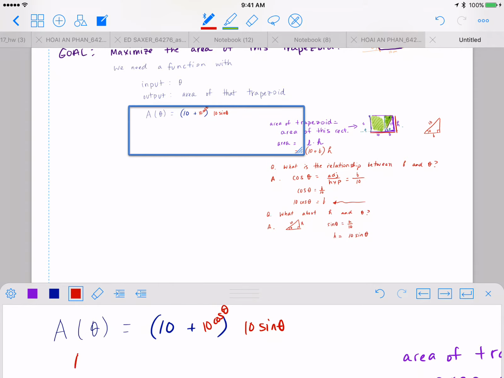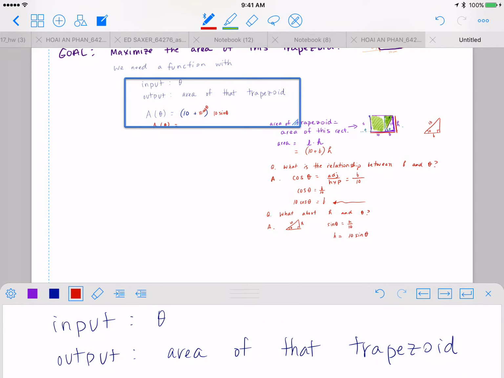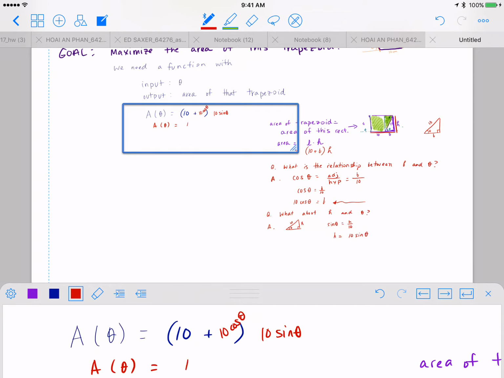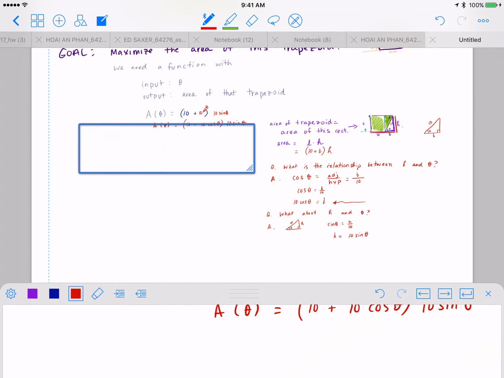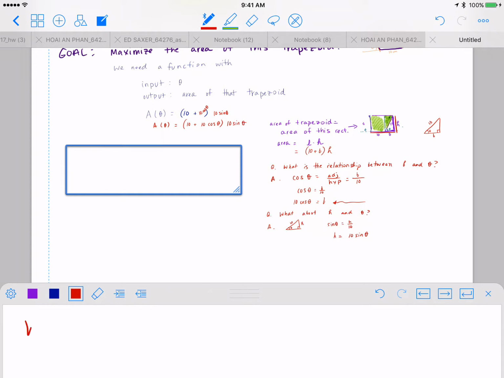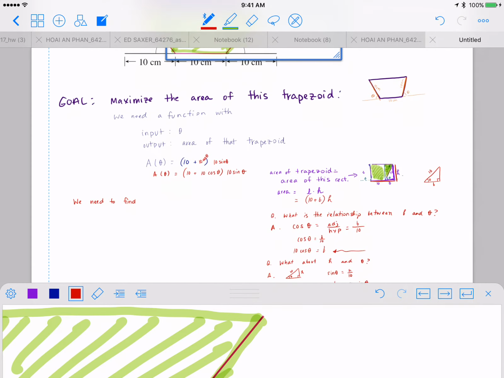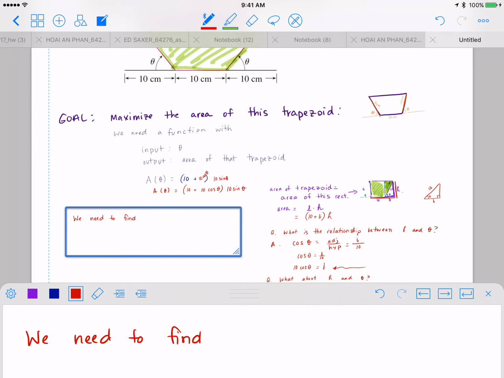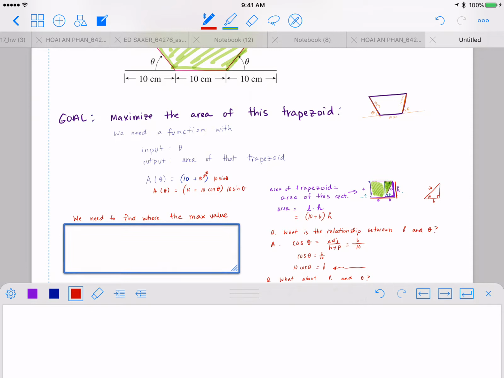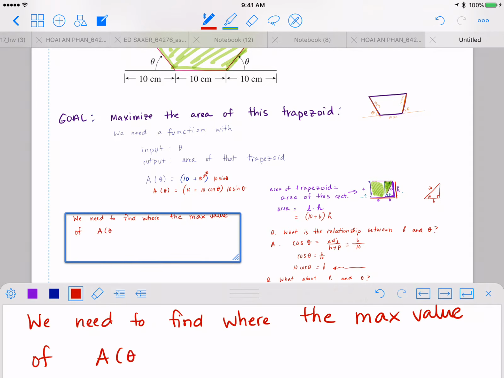So we now have our formula for the function where the input is theta and the output is the area of that trapezoid. The formula is 10 plus 10 cosine theta times 10 sine theta. So the function we need to maximize: how should theta be chosen? We don't need to find the maximum of our function. We need to find where the max value of A of theta occurs.